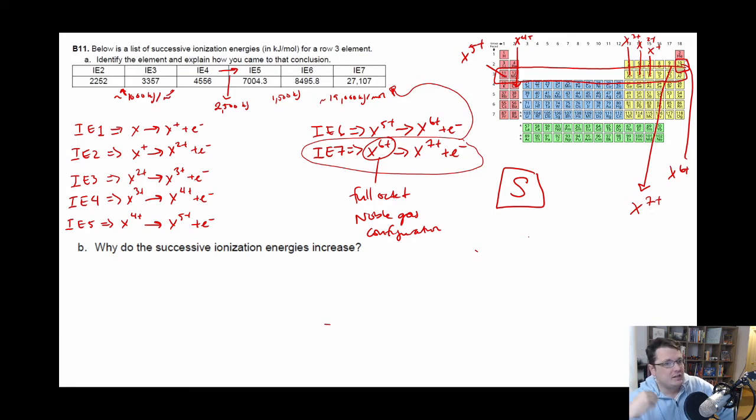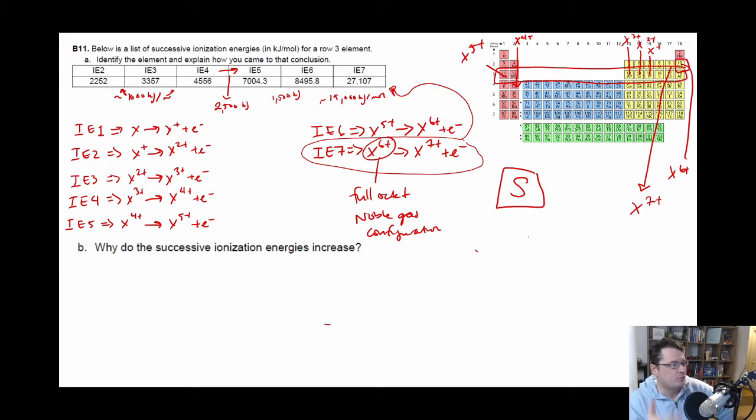Not only that, you're also decreasing the radius, the ionic radius, because as you pull electrons out, everything contracts. As things contract, they become more stabilized because they're closer to the nucleus, right? So you have that interaction, and so it becomes more and more difficult to pull those electrons out.